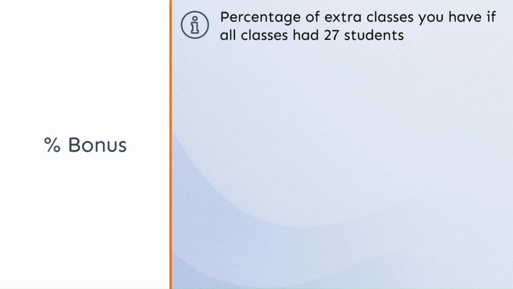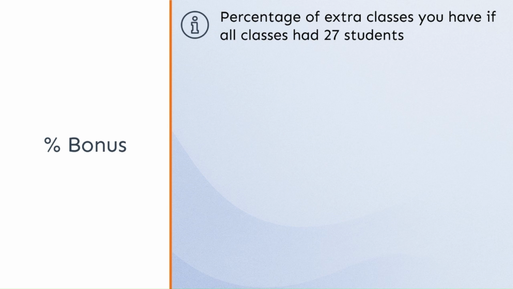Finally, we have the percent bonus, which also won't work for sixth form, so leave any data pertaining to them out. This one sounds complicated, but the idea is simple. It shows how generous your curriculum is compared to a model where every class has 27 students.